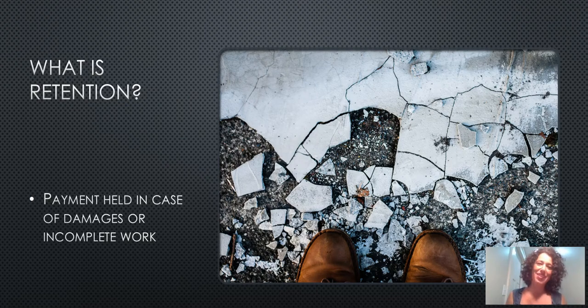So what is retention? Retention is money that our customers hold in case there are damages that they need to cover or incomplete work. The theory is good, and we want to protect our customers. We want our customers to be well taken care of. Retention isn't a bad thing unless it goes on for too long.